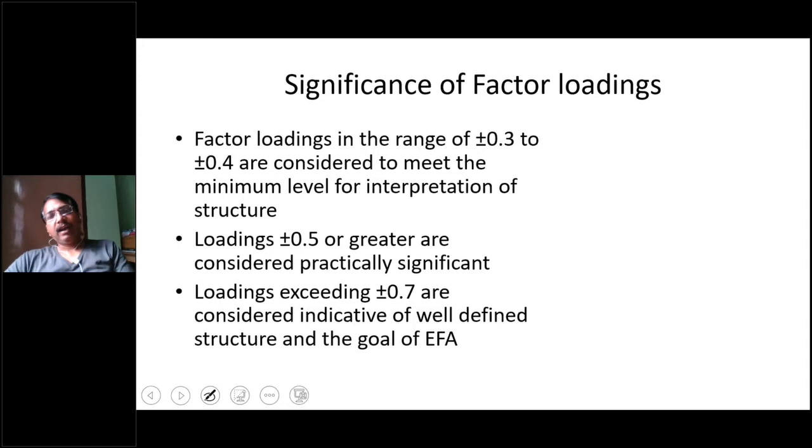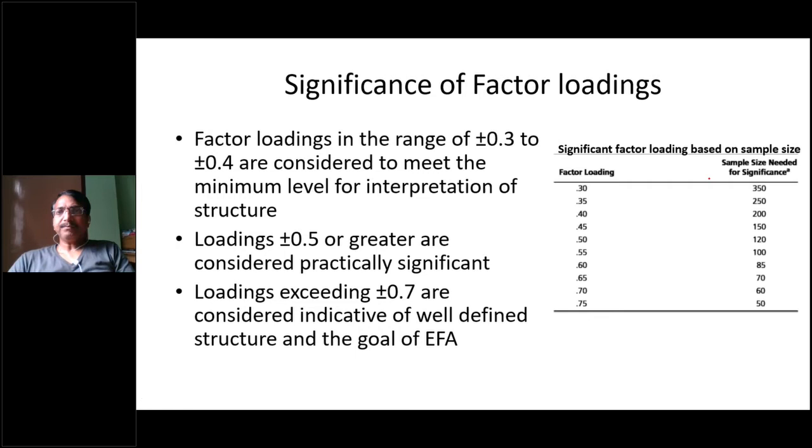These factor loadings also vary depending on the sample size. You can see here, if your sample size is 350, you can consider a factor loading of 0.3 or more as significant. But if your sample size is 250, you should check for 0.35. If your sample size is, for example, 100, you should check the factor loadings, or the correlations between variables and factors, above 0.55.